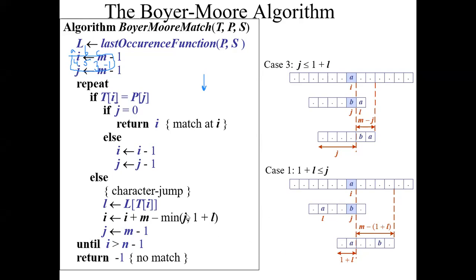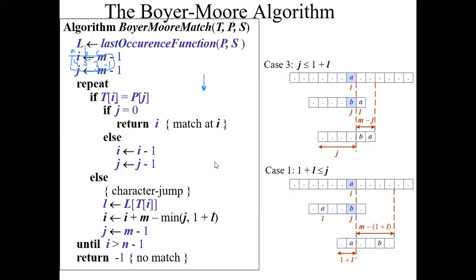Your J is 5. Why? Because of this initialization. L is 4. Why? Because the mismatch character ka failure function se value is 4. 4 plus 1 is 5. Min of these two values is 5. And 5 minus 5 is, sorry, 6 minus 5 is 1. I is 5. So new value of I is 6.